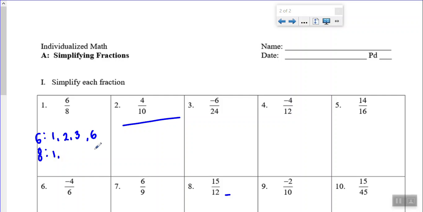For 8, 1 and 8 are factors of 8. Also, 2 times 4 makes 8. You can try other numbers. If you try 8 divided by 3, it will give you a decimal. It's not a factor. If you try 8 divided by 5, it will give you a decimal number. It's not a factor. So what is the GCF? We have 1 and 2. These are common factors, but 2 is the greatest number, so 2 is the GCF. We are going to divide the numerator by 2 and the denominator by 2. 6 divided by 2 is 3, 8 divided by 2 is 4. 3/4 is the simplified fraction of 6/8.